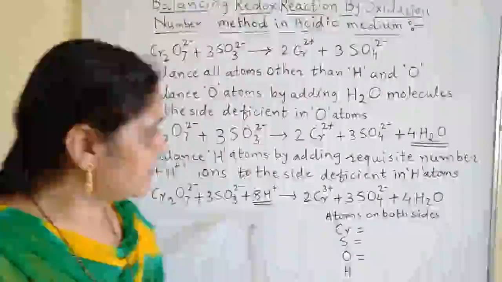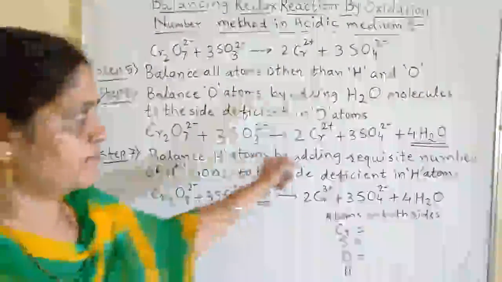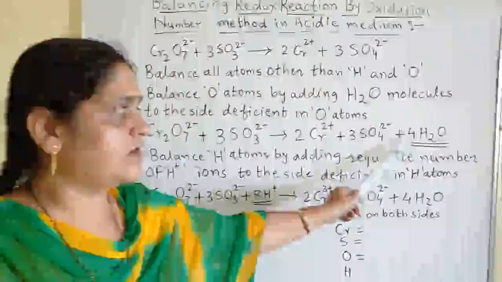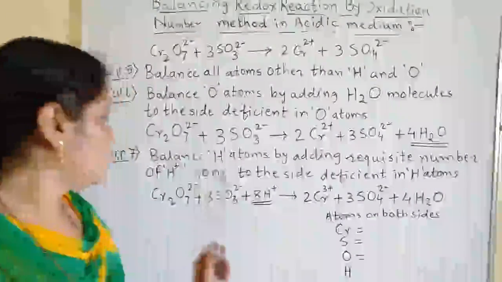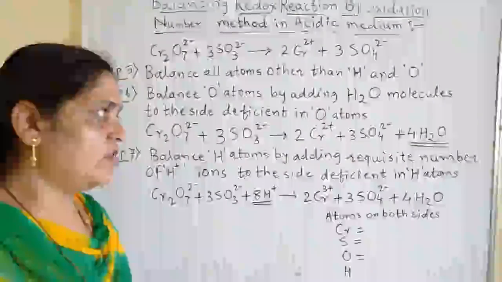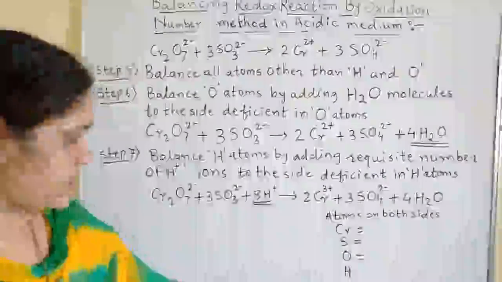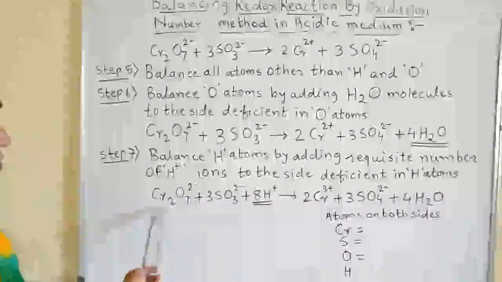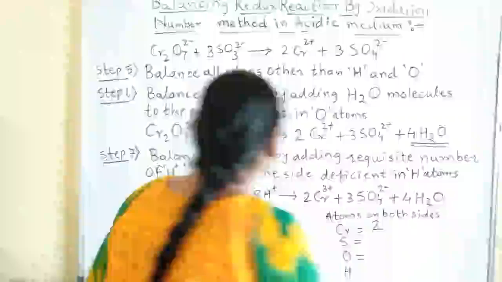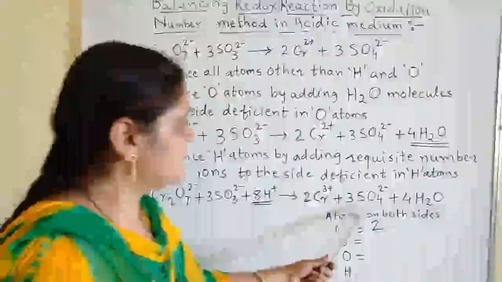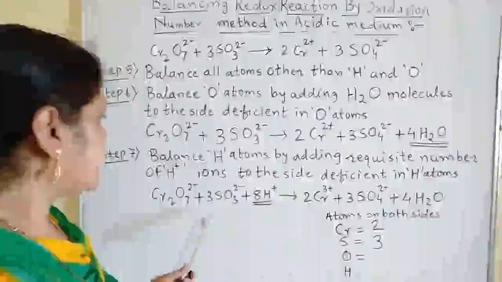Now we are checking the number of hydrogen, oxygen, sulfur and chromium in this equation. 4 water molecules are added to the right hand side, and 8 H+ ions added to the left hand side. Now we will check whether all the atoms other than hydrogen and oxygen are balanced or not. Chromium here 2 and here also 2, so chromium atoms are 2 on both sides. Then 3 sulfur atoms on both sides.